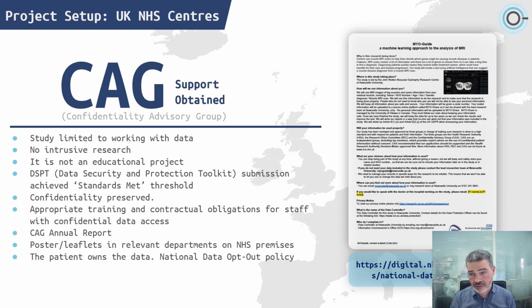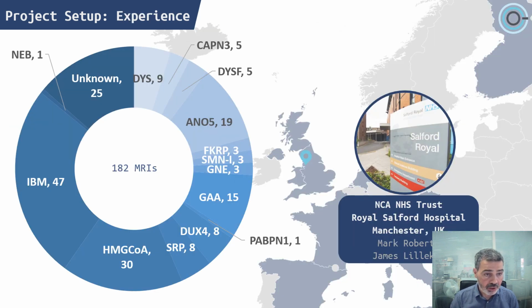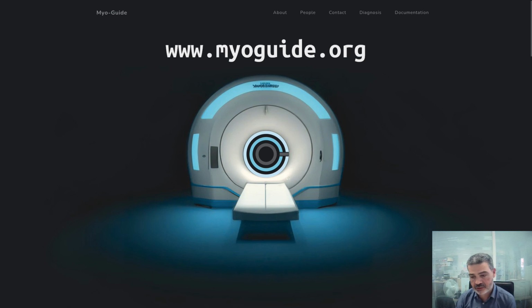So what is our experience so far in this new project? What we have done is we have gone to different hospitals in the UK. This is just the experience in Salford. As you can see, we went to Salford and we collected anonymized MRIs there, 182 MRIs of many patients with different diseases, and we uploaded these MRIs into MYO-Guide to have them here in Newcastle and to analyze them here.